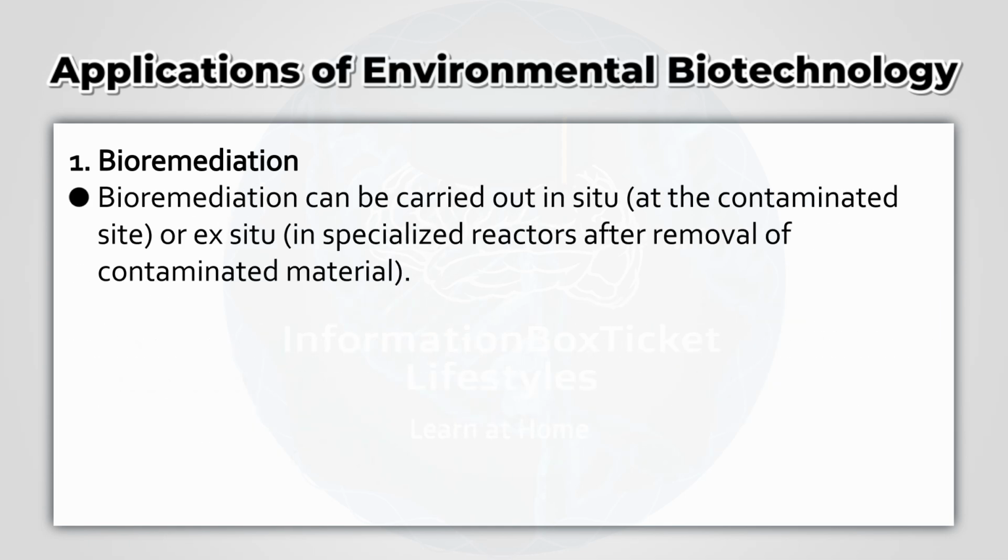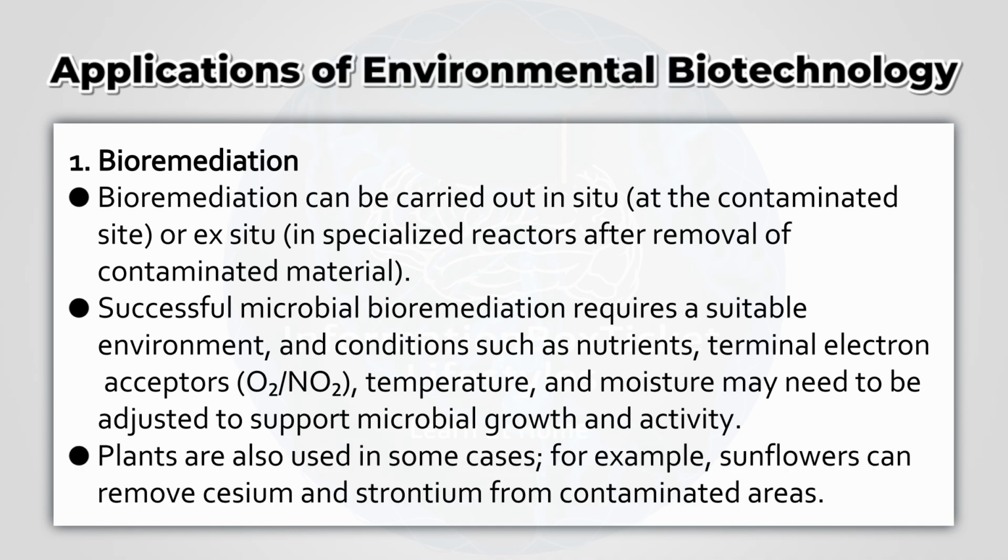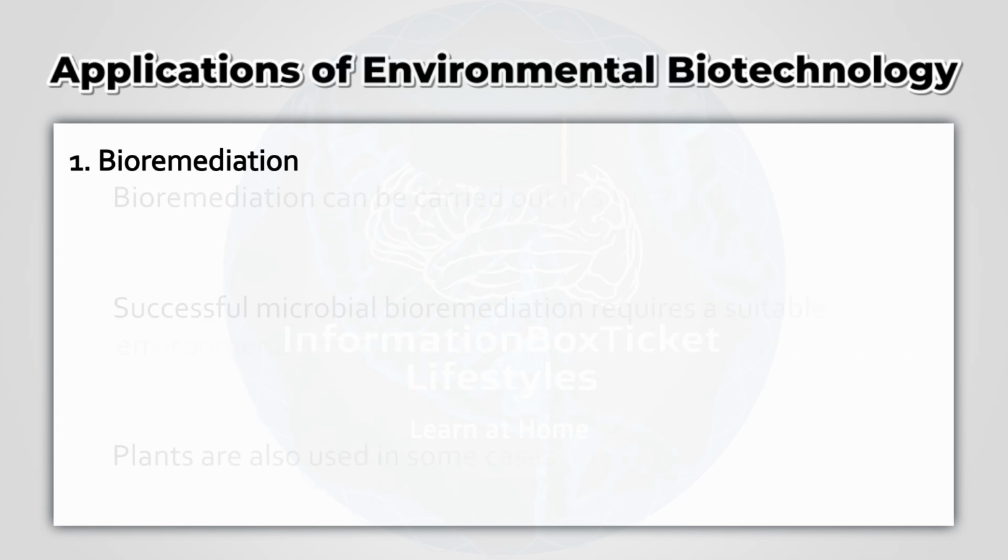Bioremediation can be carried out in situ at the contaminated site, or ex situ in specialized reactors after removal of contaminated material. Successful microbial bioremediation requires a suitable environment, and conditions such as nutrients, terminal electron acceptors, O2/NO2, temperature, and moisture may need to be adjusted to support microbial growth and activity. Plants are also used in some cases. For example, sunflowers can remove cesium and strontium from contaminated areas.